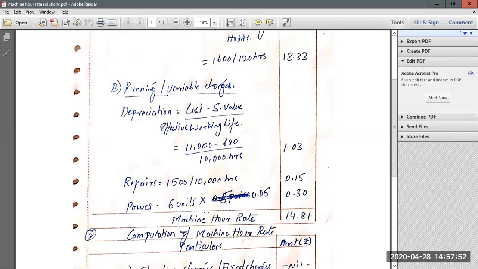Then again they have given power, 6 units they will consume per hour, you have to multiply into 5 paisa, so 0.05. If you multiply into 6, you will get 0.30. Then again, you have to add everything. You will get the machine hour rate as 14.81. That means if you have to operate a machinery for 1 hour, you will incur a charge of 14.81 per 1 hour.